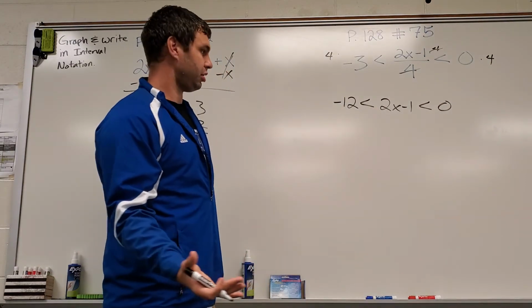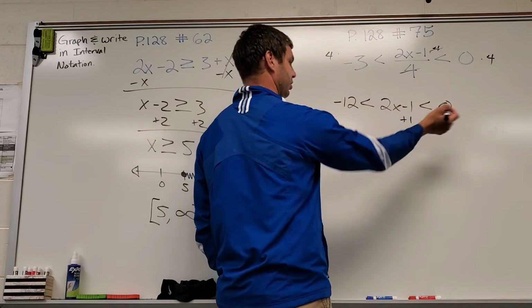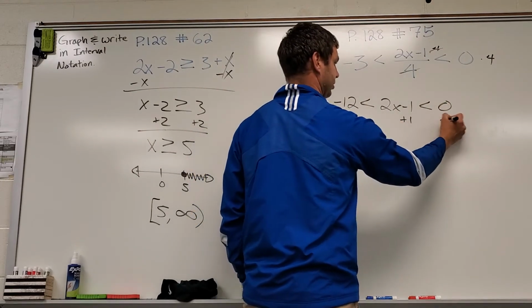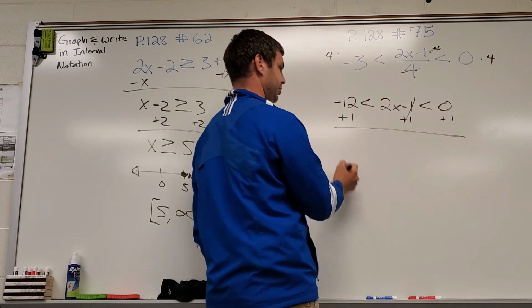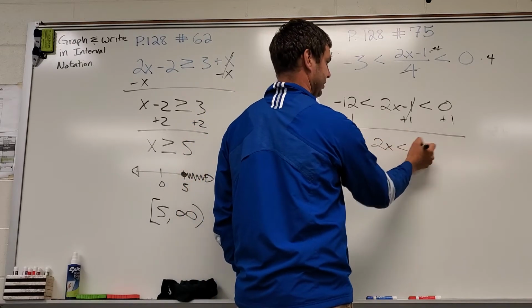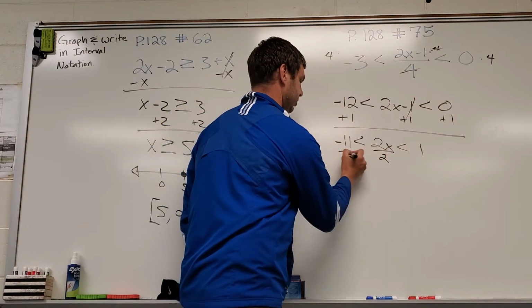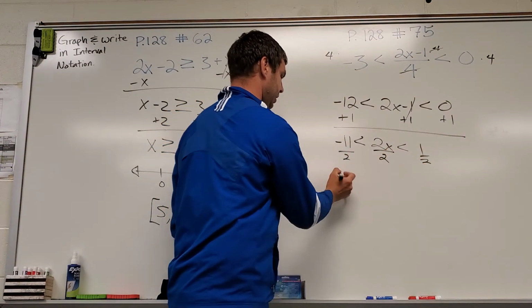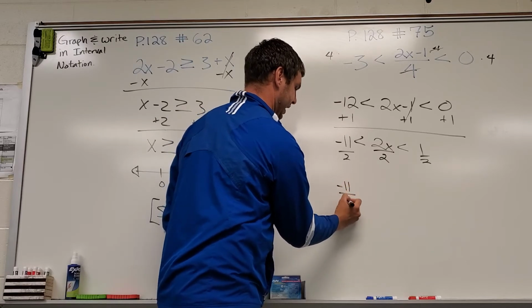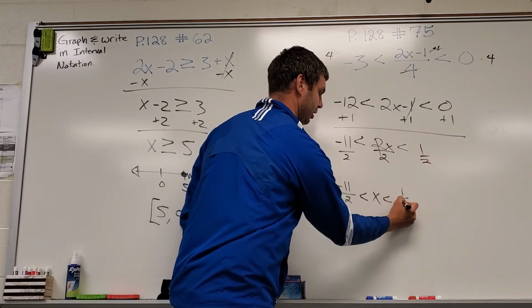All right, then we're just going to solve for x the same way. Add 1, we have to do it to all sides though. Okay, so it cancels in the middle. Negative 12 plus 1 is negative 11, is less than 2x, is less than 0 plus 1 is 1. Divide by 2, again on all sides. And so we're left with negative 11 halves is less than x is less than 1 half.